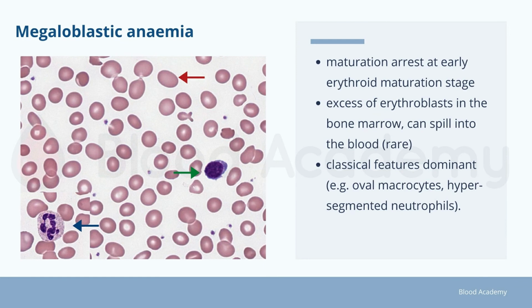Megaloblastic anemia causes a maturation arrest at the early stages of erythroid development. Hence, there is an excess of erythroblasts in the bone marrow with dyserythropoiesis. Erythroblasts can rarely spill over into the blood and be seen in the blood film. This, however, is not the predominant feature, and you should not forget to look out for the classical features including oval macrocytes and hypersegmented neutrophils.